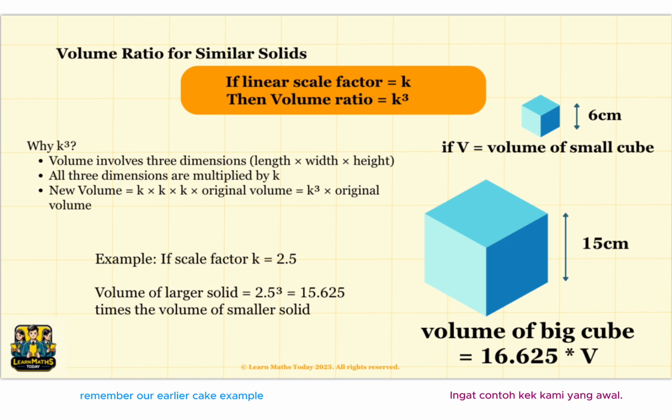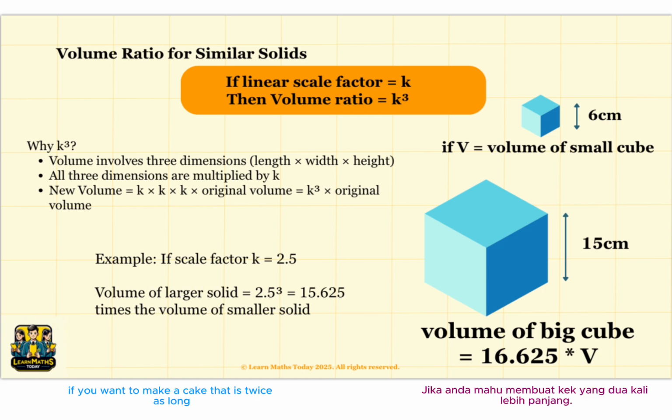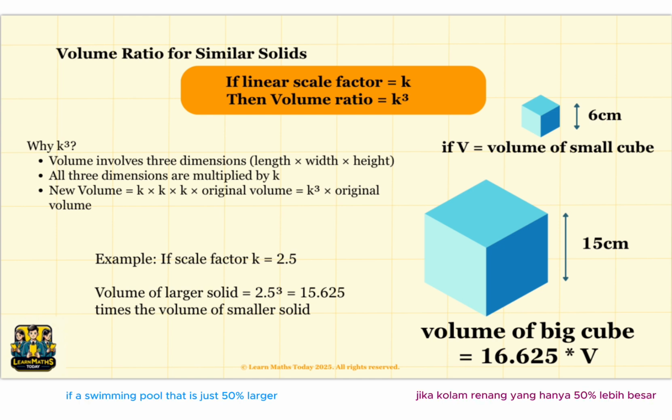Remember our earlier cake example? If you want to make a cake that is twice as long, twice as tall, and twice as wide, you will need not just 2 times the ingredients, but 8 times the ingredients. Similarly, think about a swimming pool. If a swimming pool is just 50% larger in every direction, let's say a scale factor of 1.5, you might end up having to hold 3.375 times the volume of water, because 1.5 cubed becomes 3.375.